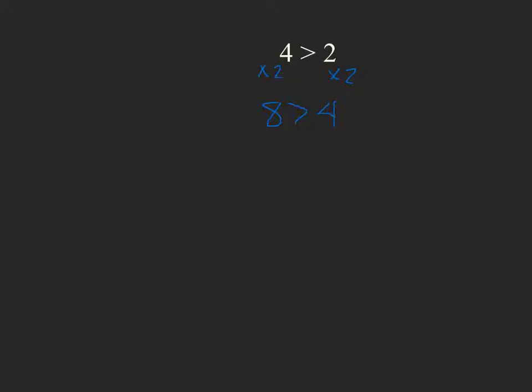Kind of makes sense. I could go ahead and I could divide by 2. So I take that group of 4 and I cut it in half. Take the group of 2 and cut it in half. And it's still true that 2 is greater than 1.